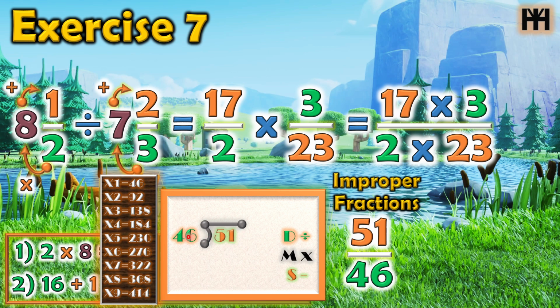Then let's start. 5 divided by 46, can it be? No, because 46 is greater than 5. So 51 divided by 46, or how many 46s are in 51? So there is only place for one 46 here. So write 1 here, then multiply them. 46 times 1 is 46. Then subtract them. 51 minus 46, it will be 5.